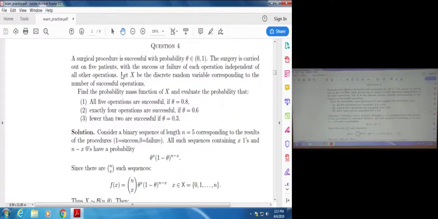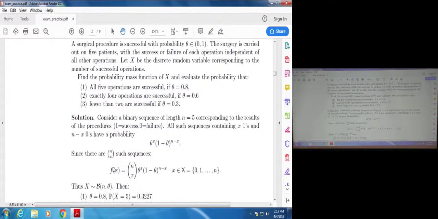Okay, so this information at the beginning tells you basically the number of successes or failures, and this is a collection of independent and identically distributed Bernoulli trials. Immediately you know that if X describes the discrete random variable corresponding to the number of successful operations, that's a binomial. It's completely, perfectly explained to you. Okay, so now we're asked to find the probability mass function of X, which as I said is binomial, and then we want to do these 3 questions.